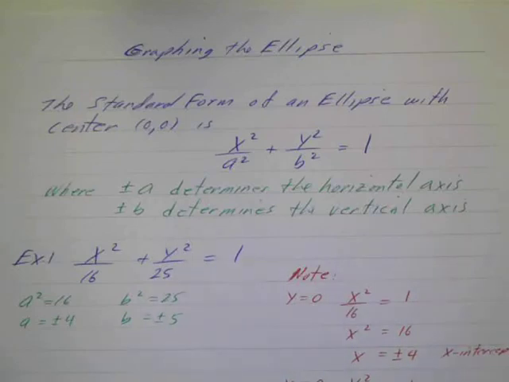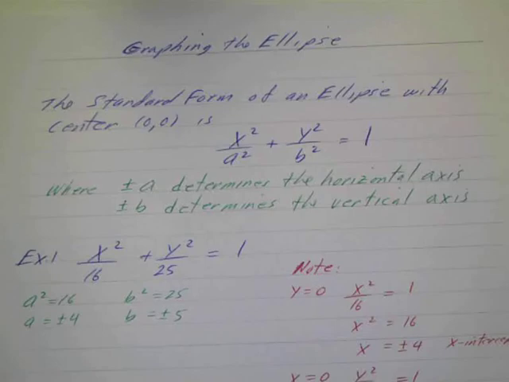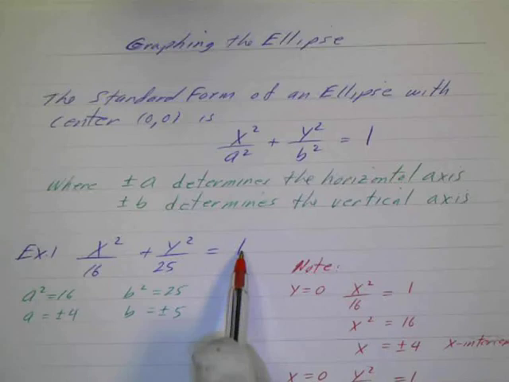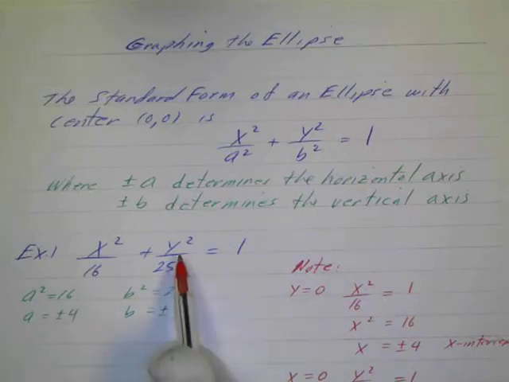I'll show you how these work when we graph these, and the idea is to graph them. So if we have an example, this is x squared over 16 plus y squared over 25 equals 1. You can see that a squared is 16, so a equals plus or minus 4. B squared is 25, so b equals plus or minus 5. Well, what does that mean?